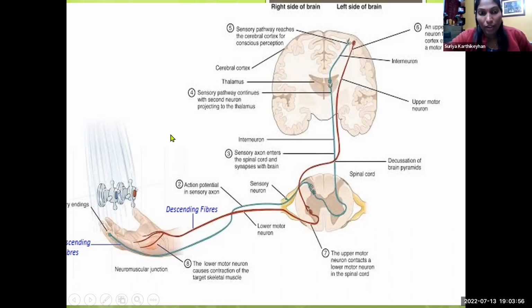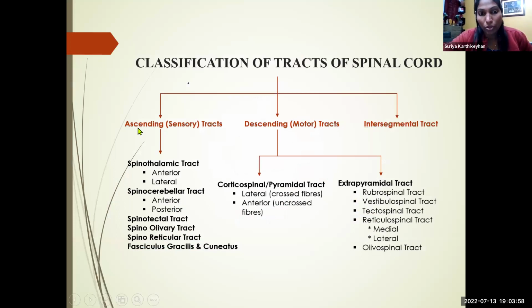So again, it will be subdivided. We know the ascending tracts or sensory tracts are subdivided into spinothalamic, ascending from the spinal cord to the thalamus. Anterior spinothalamic, lateral spinothalamic. Spinocerebellar, anterior spinocerebellar, posterior spinocerebellar. Spinotectal to the tectum of the brain. Spino-olivary to the inferior olivary nucleus. Spinoreticular to the reticular formation. Fasciculus gracilis is carrying the information from the lower limb. Cuneatus is going to carry the information from the upper part.